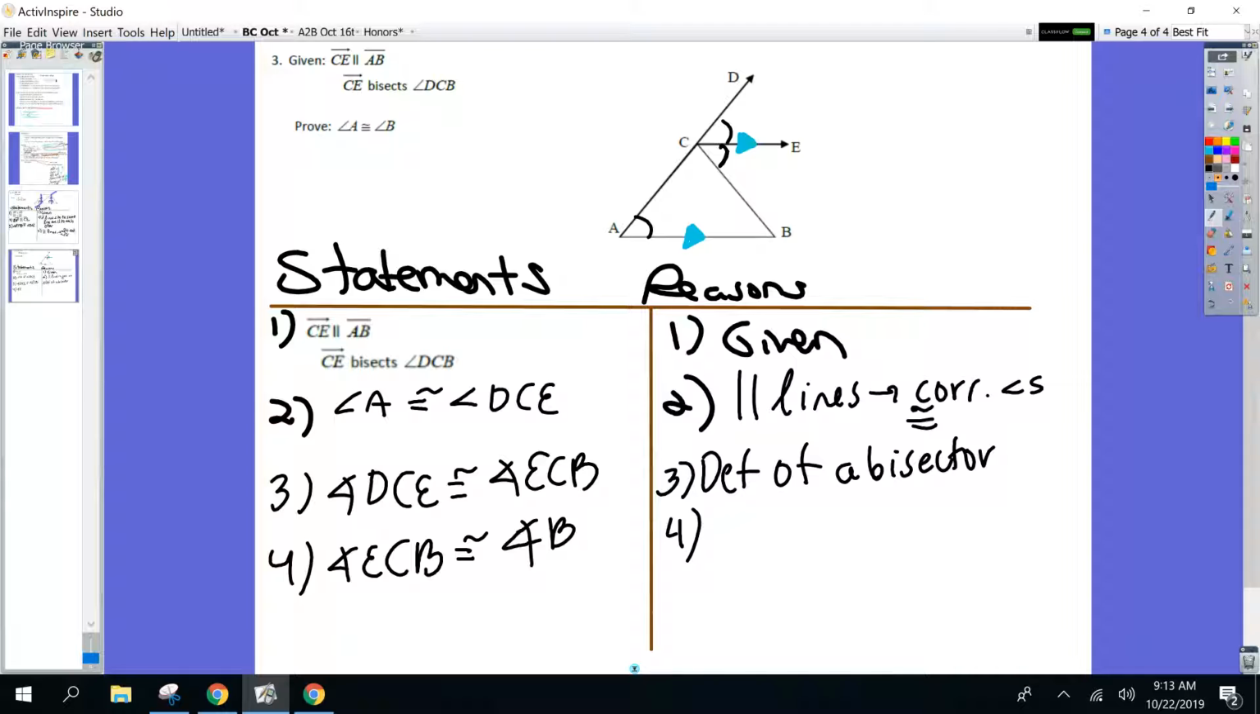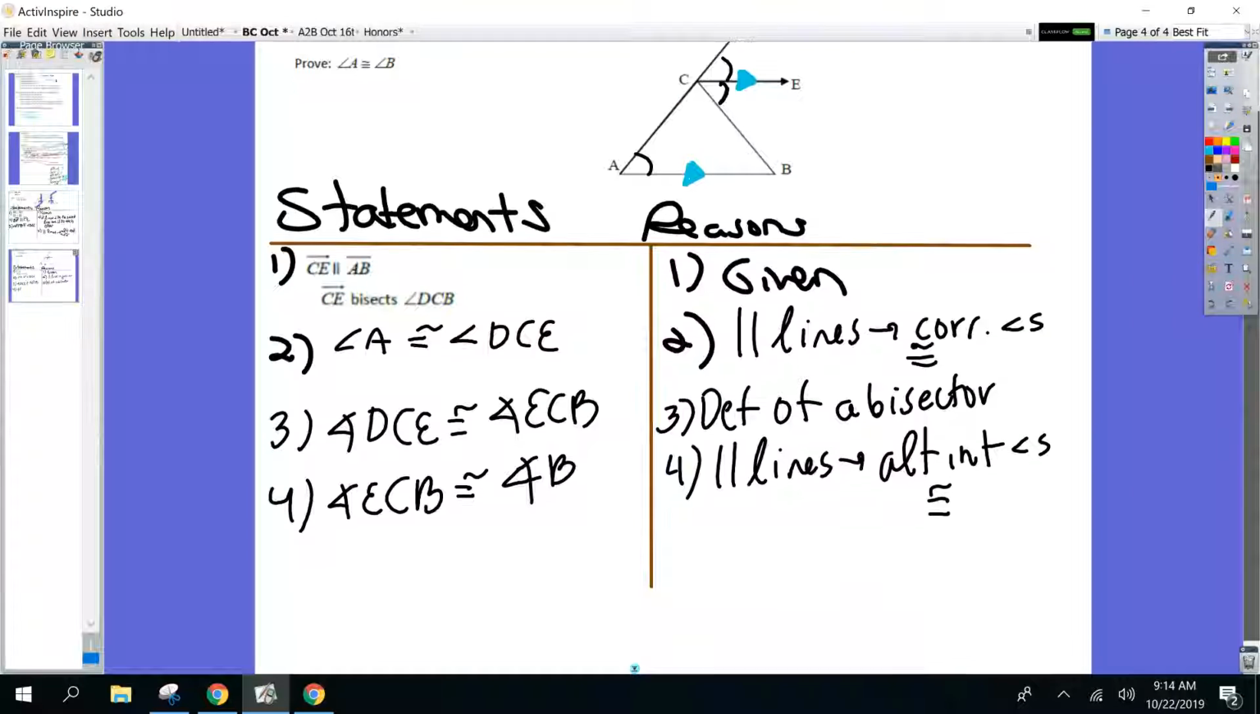What type of angles did we just get? Alternate interior. I don't know how many of you took me seriously when I told you this, but what letter do you look for with alternate interior? Z. There's one up there. There it is. Yep. All right, now that's a great job.